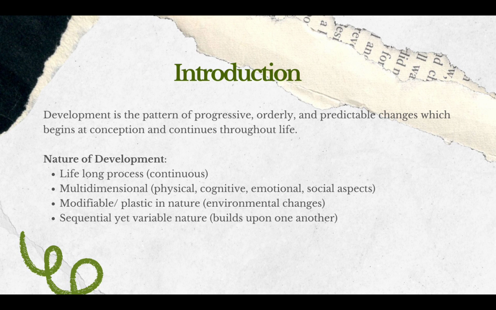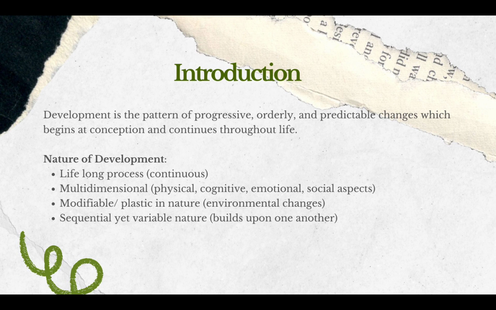Next, development is totally modifiable. That means you are not stuck in one state forever. Your brain and body are pretty adaptable. So think of it like Play-Doh, you can mold it. And lastly, it is sequential, which means it builds on previous stages. But it is also variable. So no two people follow the exact same path. Some people may take longer to learn to ride a bike, while others are just born mini Einsteins.